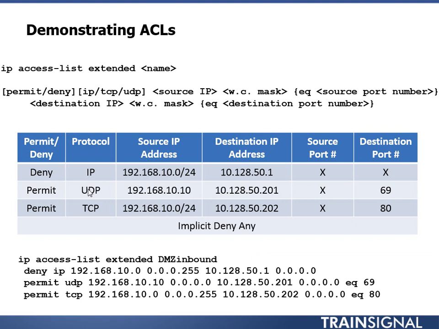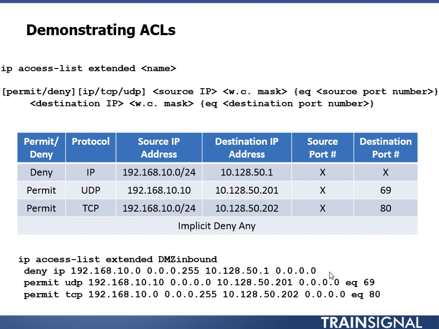Next, I want to permit UDP traffic from 192.168.10.10 to the destination of 10.128.50.201 with a destination port of 69. My access list then is permit UDP 192.168.10.10, this time with a host wildcard mask of 0.0.0.0, and then my destination 10.128.50.201, again with a host mask of 0.0.0.0. A host wildcard mask is four zeros like this. And that's going to be equal to port 69 in the destination port field.